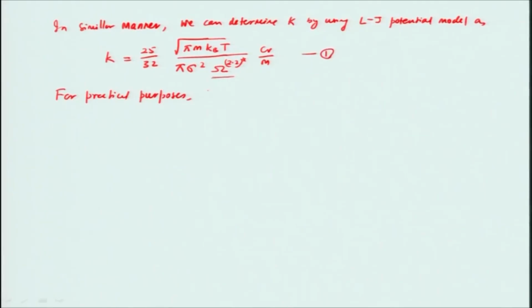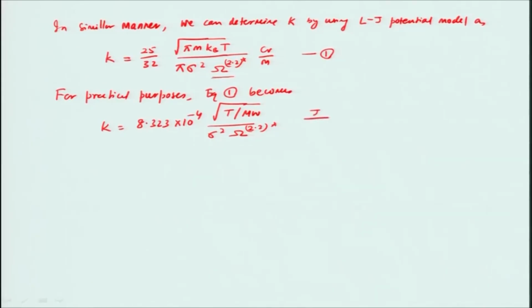equation 1 becomes K is 8.323 times 10 power minus 4 root over T by molecular weight, divided by sigma square omega 2,2 star, and this will be in joule per meter Kelvin second, where T is in Kelvin, MW is in gram per mole, and sigma is in nanometer.